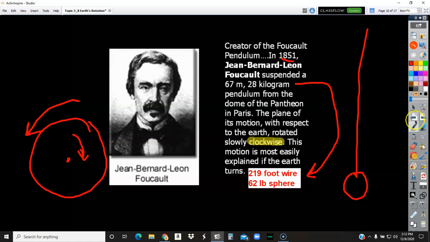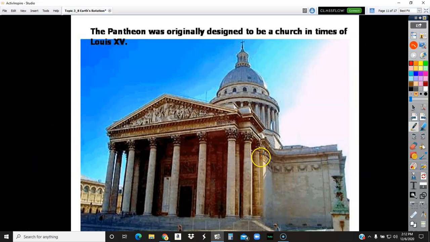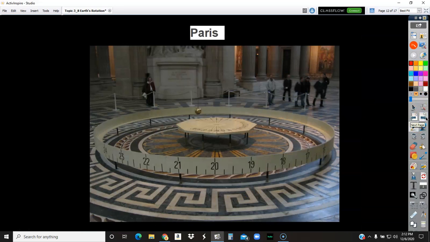All right. And this is actually a picture of the Pantheon building. So up here in the top of the dome, he hung a 219-foot wire straight down to the lobby with a 62-pound sphere at the bottom. And that was the building that he did this experiment. This is the Pantheon, I believe, in Paris, and you can go visit that. It's a very famous attraction, and you can actually see this pendulum. And again, if you go to some museums, you'll see that in there.